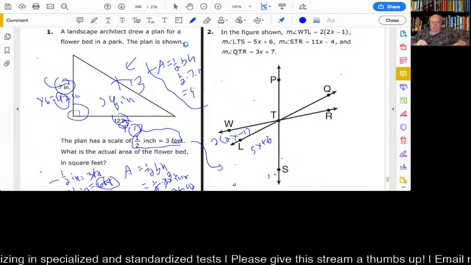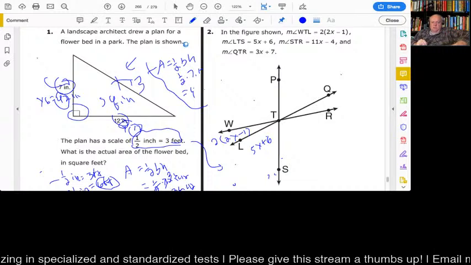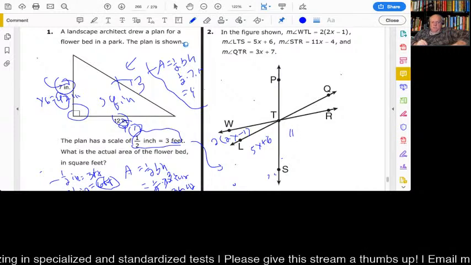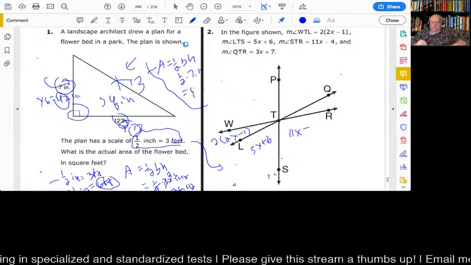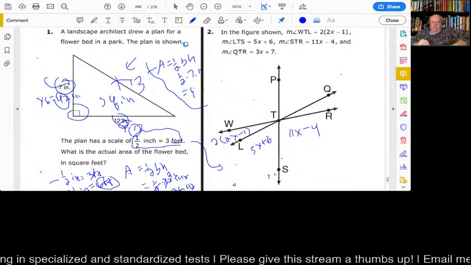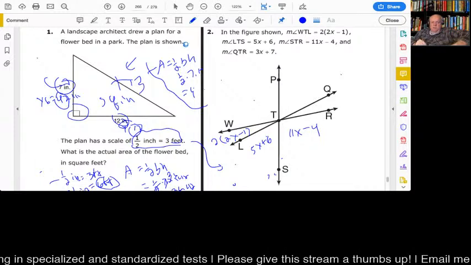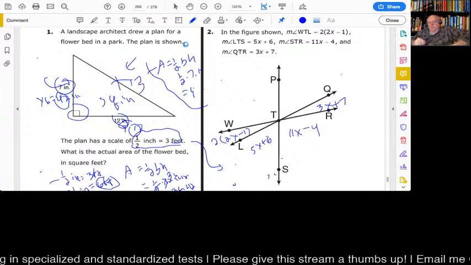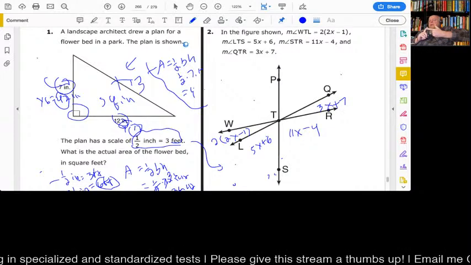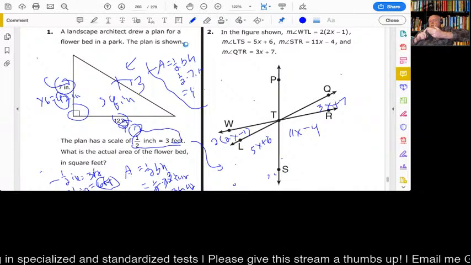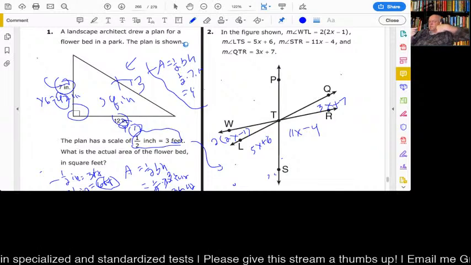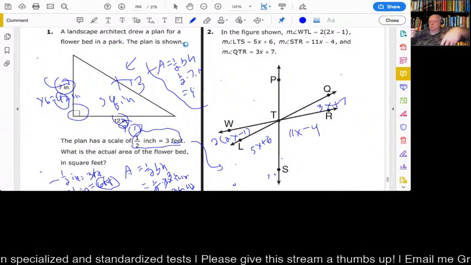Okay. STR, where is that? STR, that's here, is 11x minus 4. And QTR is 3x plus 7. So with some of these, you're trying to look for complementary angles, supplementary angles, and basically things that form 360. We're also looking at adjacent angles and vertical angles, okay?